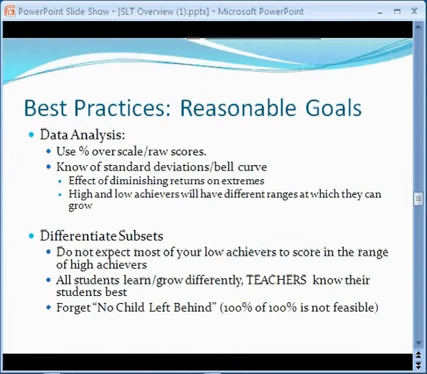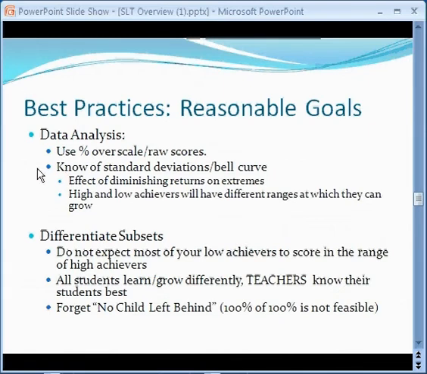As per many of teachers' questions in the state, we'd like to take a moment and discuss some tips and examples for setting reasonable goals in your student learning targets. The first tip I have for you is along the lines of data analysis. Make sure you're using percents over scale or raw scores. And also, keep in mind standard deviations, i.e. the bell curve of student achievement.